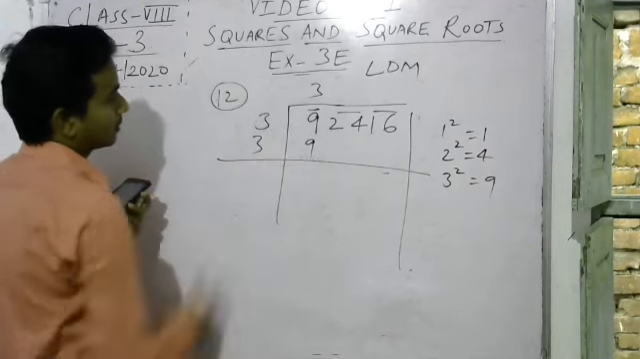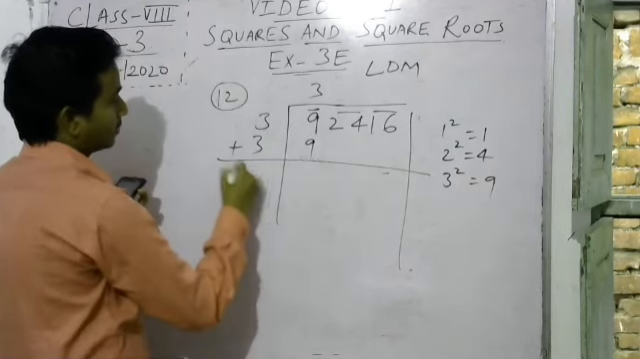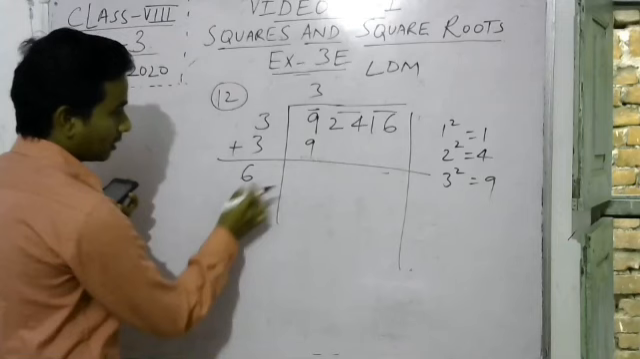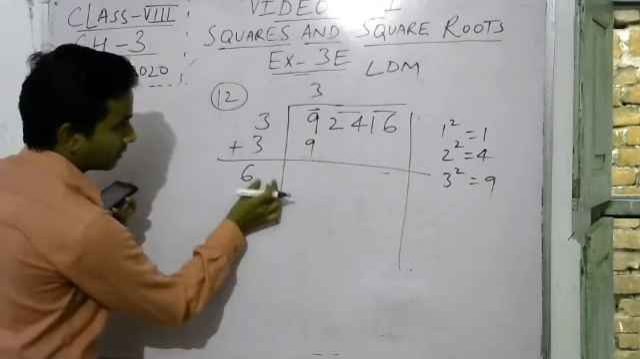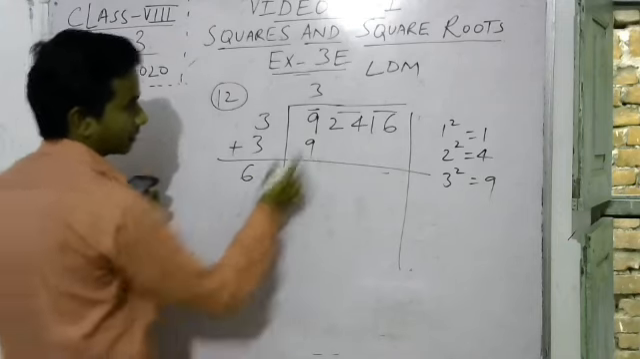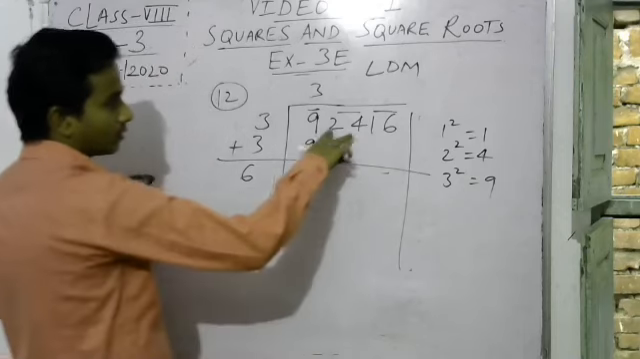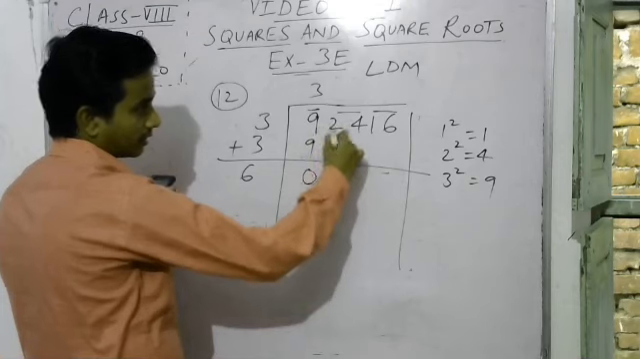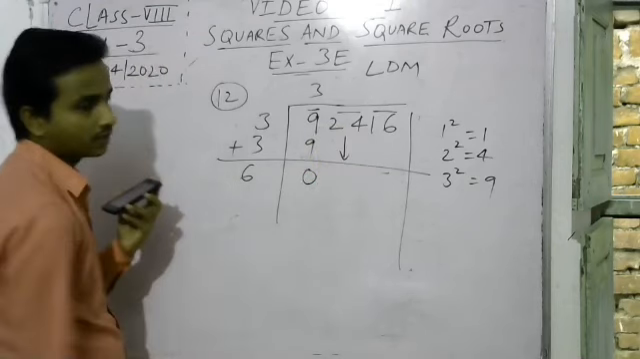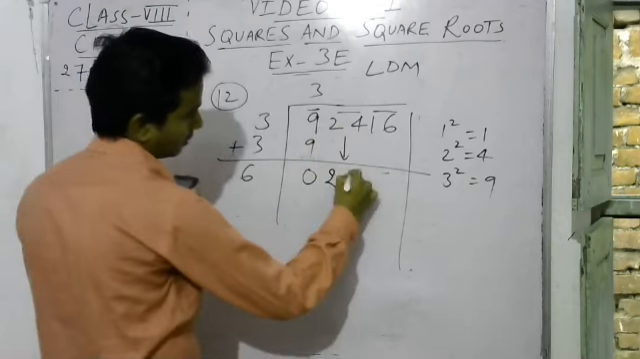So put 3 here. 3 plus 3, add it together, you will get 6. Leave some space here for another number. So subtract it: 9 minus 9 is 0. And now from here both digits of the pair will come down. So together 24 will come down.